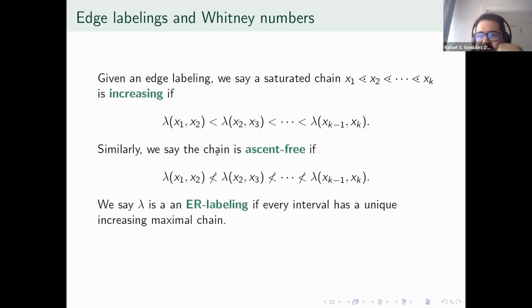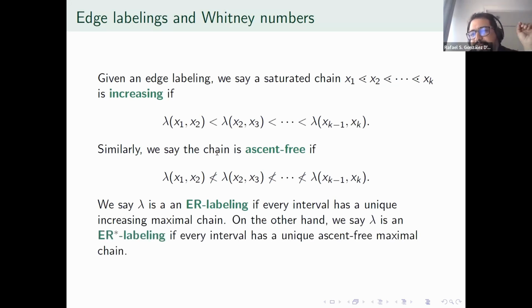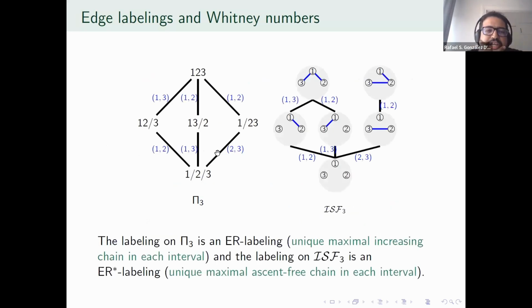So if in every interval I have a unique increasing chain, we are going to call this labeling an ER labeling. And if in every interval we have a unique never-increasing chain, we are going to call this a dual ER labeling, or ER star labeling. So these are two types of labelings. How do they relate to the Whitney numbers? Here in this picture, I have two examples, an ER labeling on the left and an ER star labeling on the right. If you look at the poset on the right, every interval, in particular these two non-trivial intervals, has a unique non-increasing chain. So we have ER labelings and ER star labelings.